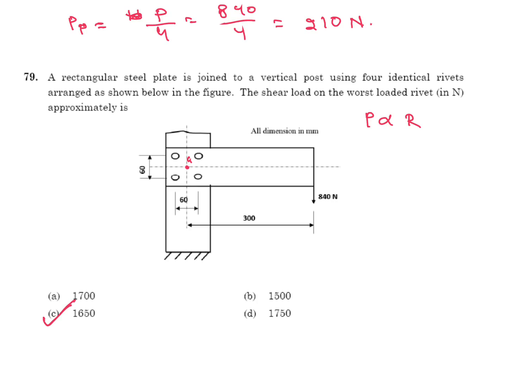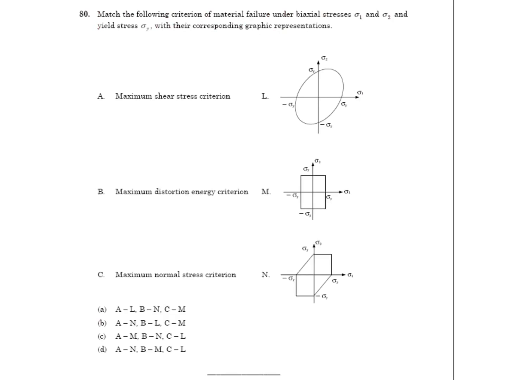Match the following criterion of material failure under biaxial stress sigma 1 and sigma 2 and the yield stress sigma y with their corresponding graphic representation. So maximum shear, then maximum distortion, maximum normal stress. Maximum normal stress is this one. If you single you can calculate. It will come here like this. And different, maximum principal stress theory or maximum normal stress theory, it will come like this.